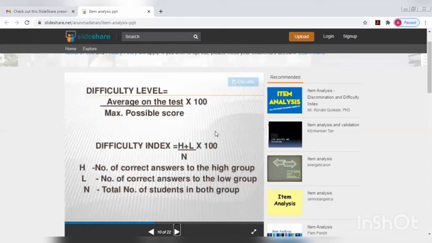So how are we going to find the difficulty level in the other item? So first item, if it is a brief answer script or something abstract, that is the first formula you can apply. In the second, average on the test divided by maximum possible score. So maximum possible score is, for example, in 50 you need to get 25, then only you will pass.